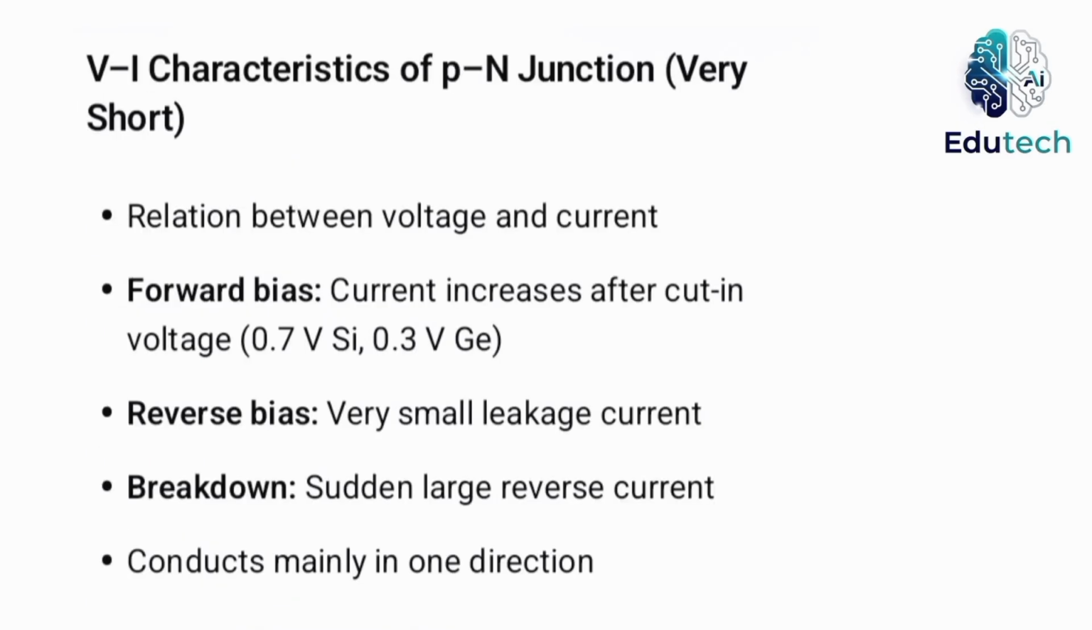Explain the VI characteristics of PN junction diode. The VI characteristics show the relationship between voltage and current in a diode. In forward bias, current increases slowly at first and then rapidly after the cut-in voltage: 0.7 volt for silicon, 0.3 volt for germanium. In reverse bias, only a small leakage current flows until breakdown voltage is reached. After breakdown, current increases sharply. Thus, the diode conducts mainly in one direction.